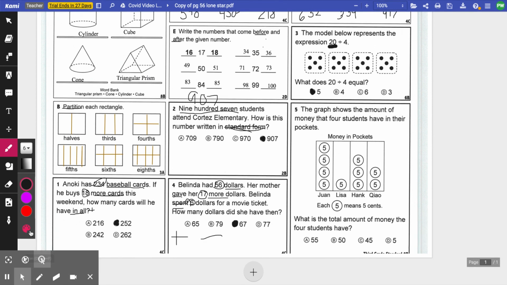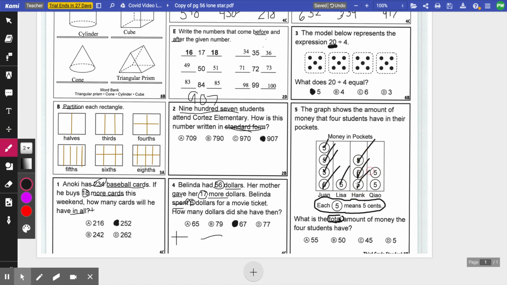Here we go. Number 5. The graph shows the amount of money that 4 students have in their pockets. So we know there are 4 students. What is the total amount of money the 4 students have? Now, this is a pictograph, and we always have to start with the key. The key tells us what we're counting by, and it says each 5 means 5 cents. The question says, what is the total? Total means I'm going to add all of these up. I'm just going to count by 5, so that's easier for me to do. So I've got 5, 10, 15, 20, 25, 30, 35, 40, 45, 50 cents. So the total amount of money that they have is 50 cents.